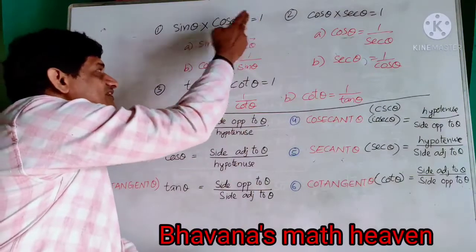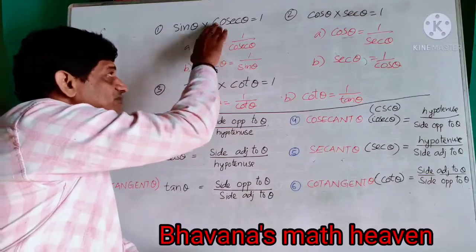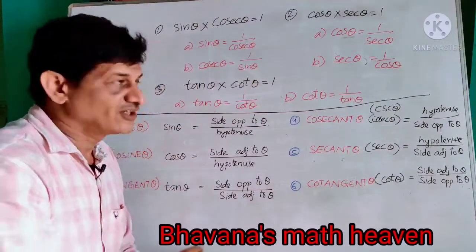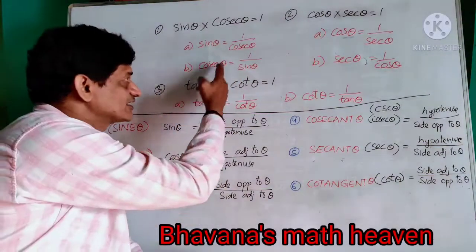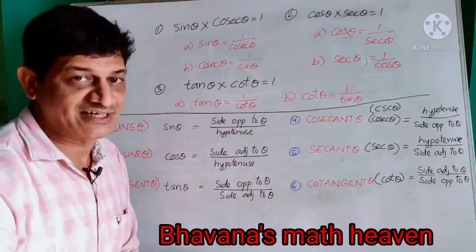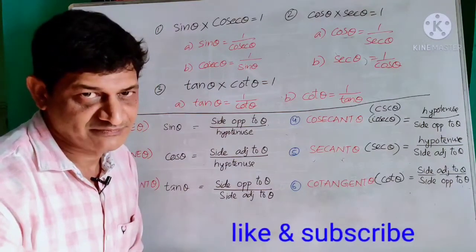In this first reciprocal relation, if you write sine theta as subject and transpose cosecant theta to that side, it becomes 1 by cosecant theta. So sine theta equals 1 by cosecant theta and cosecant theta equals 1 by sine theta. These are the two auxiliary relations which are formed by the first one.